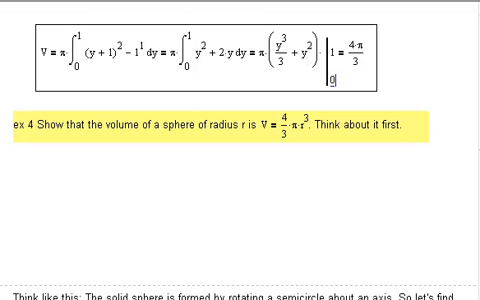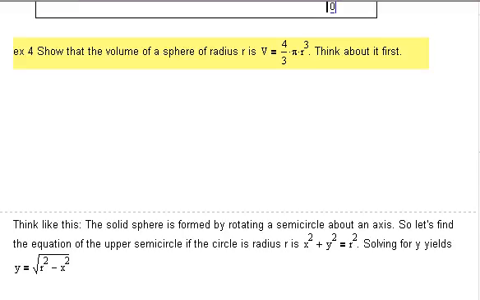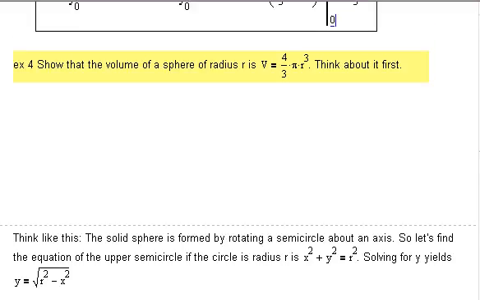Now this next problem is truly an awesome problem. Show that the volume of a sphere of radius r is 4/3 pi r cubed. Think about how to do this first. You're going to be asked to do a similar problem where you're going to derive the formula for the volume of a cone of radius r and height h.